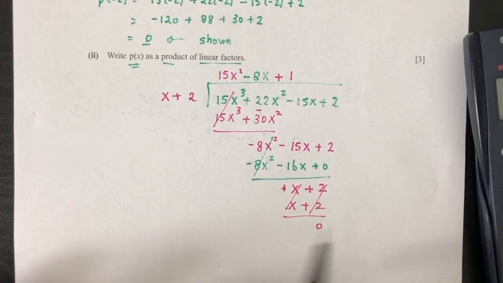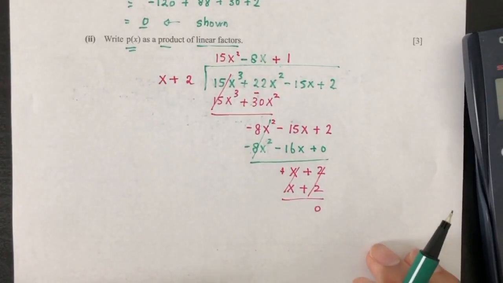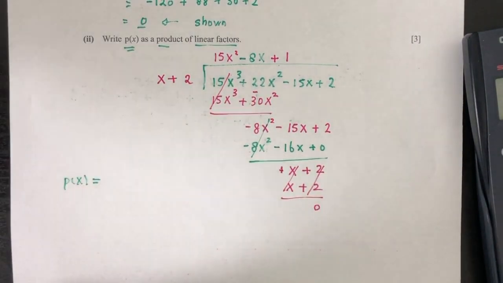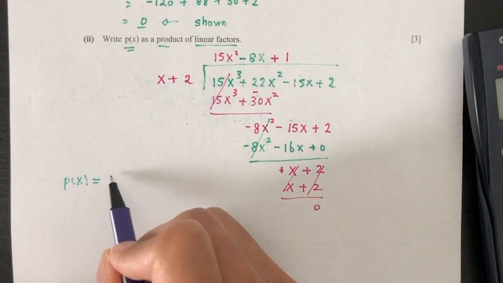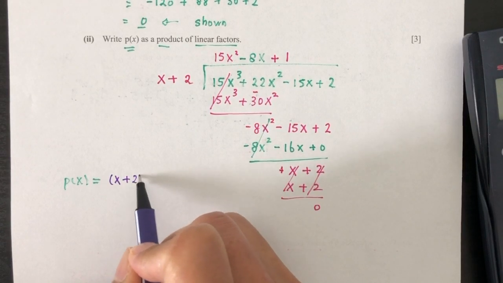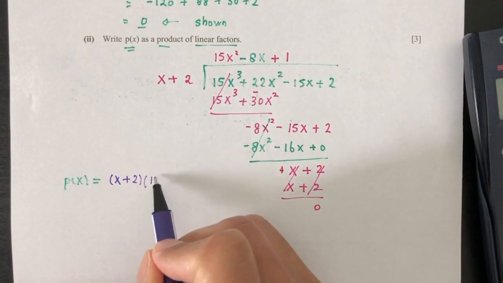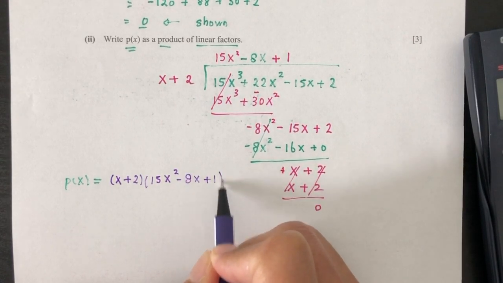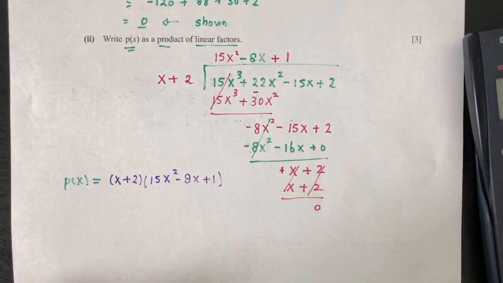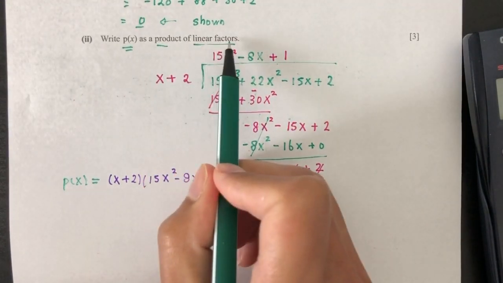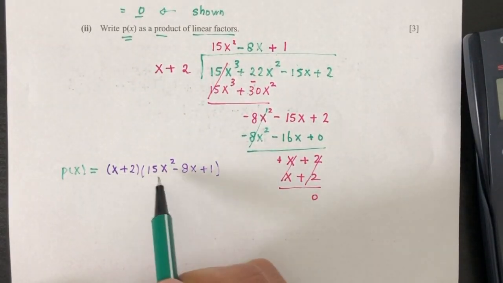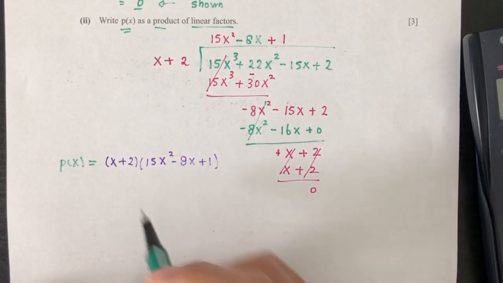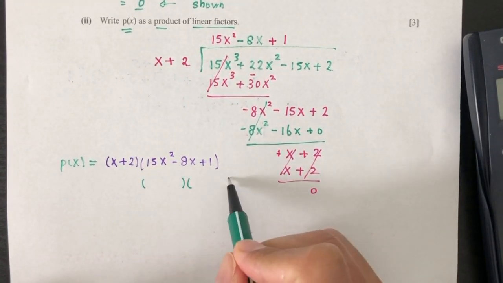Cancel out. So what this means is that p of x, the function, is equal to x plus 2, multiplied by 15x squared minus 8x plus 1. Now you have to express that as a product of linear factors. So this one is linear, this one is not linear, it has a square, so we have to factorize this function. So how do you factorize this one?